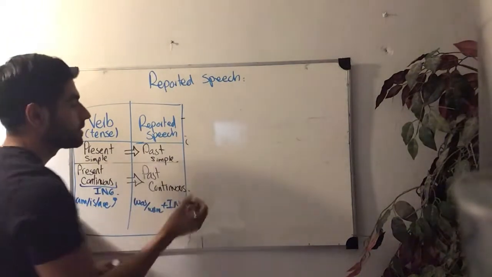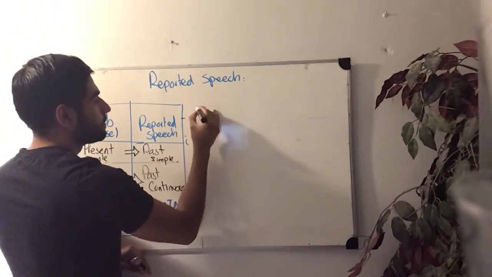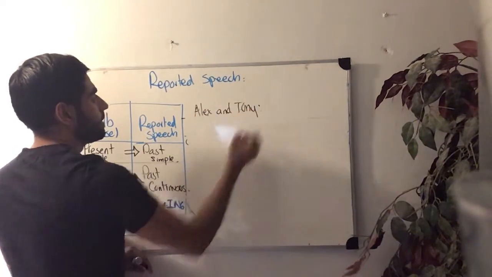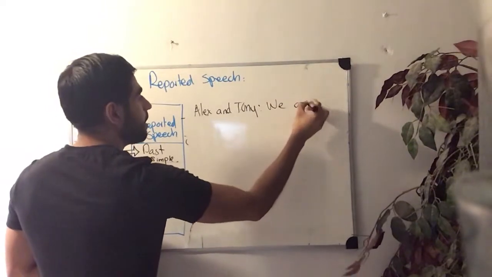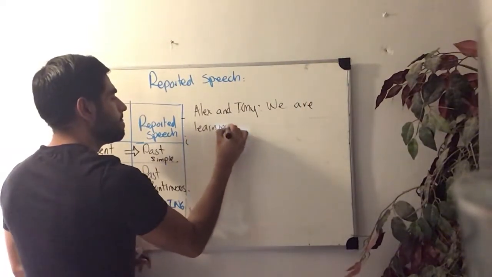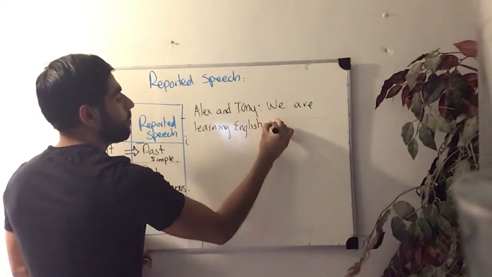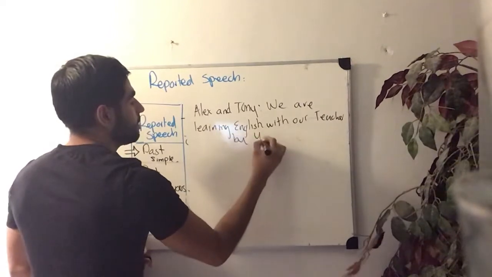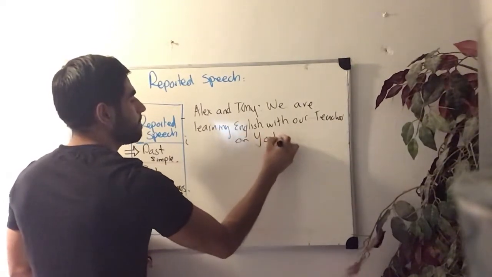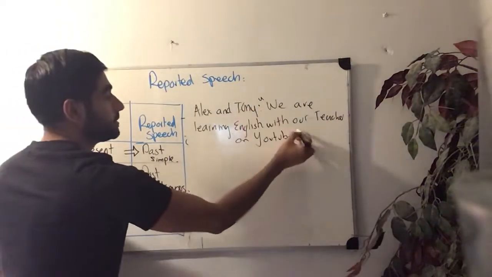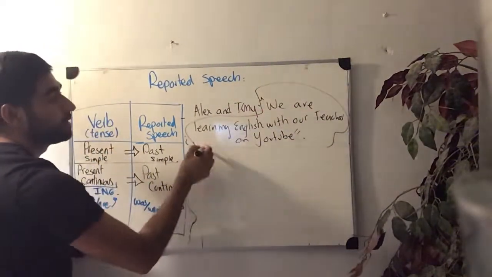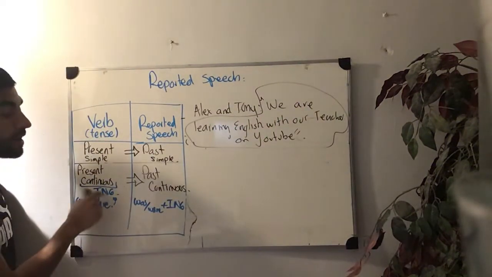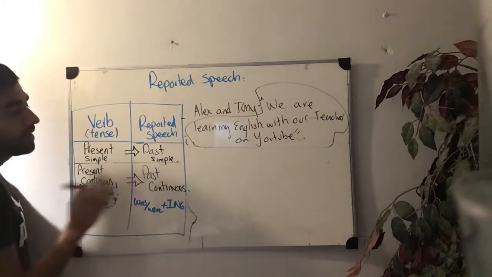I'm going to give you an example so you guys can get it. The first one, let's suppose that Alex and Tony are telling us this: We are learning English with our teacher on YouTube. Yeah? As you guys can see, the original dialogue that they're telling us is in present continuous. Are and ing. To be, are, and ing. So basically what we have to do is exactly the same.